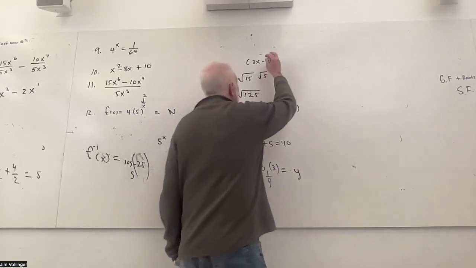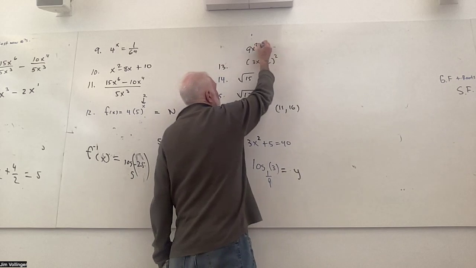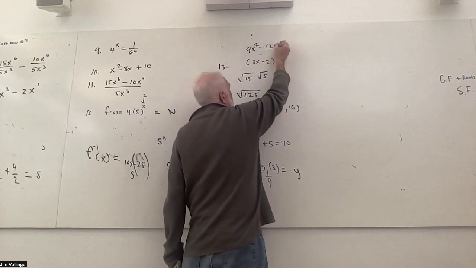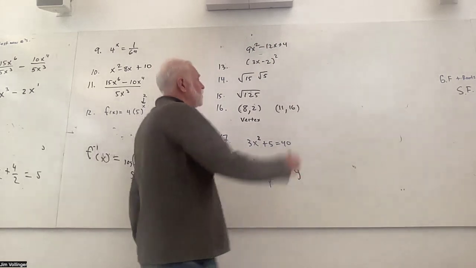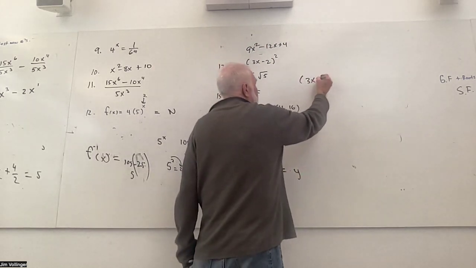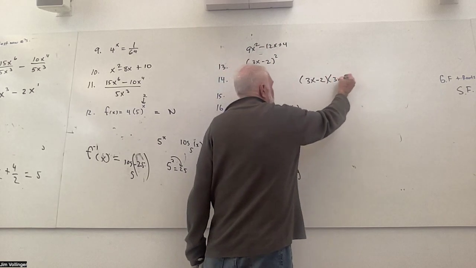So 3x minus 2, if I square it, I get 9x squared minus 12x plus 4. Why do I know? Because I've done so many of them. You probably have to look at 3x minus 2 times 3x minus 2.